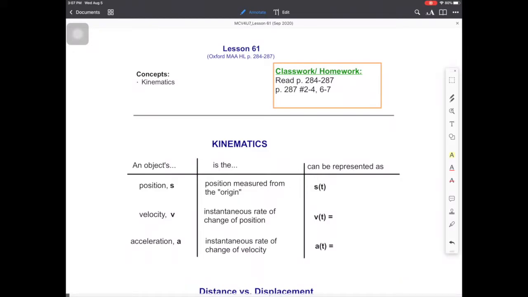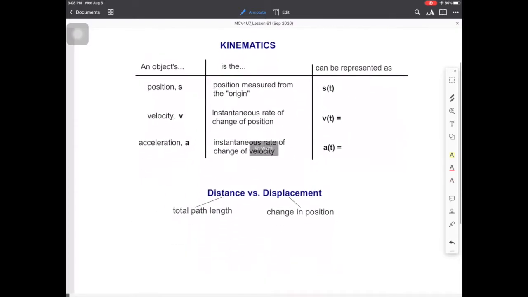In lesson 61, it will be broken into a few parts. First, you're going to carry out investigations from your textbook, and then you will see solutions to those investigations before we move on to looking at a few more examples around kinematics. Let's take a look at the chart below.